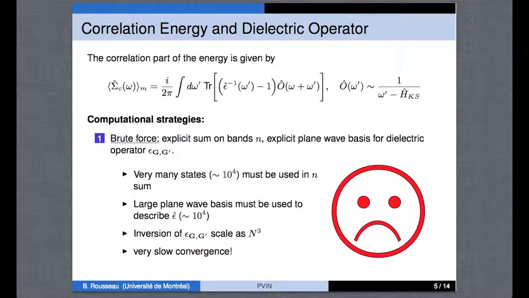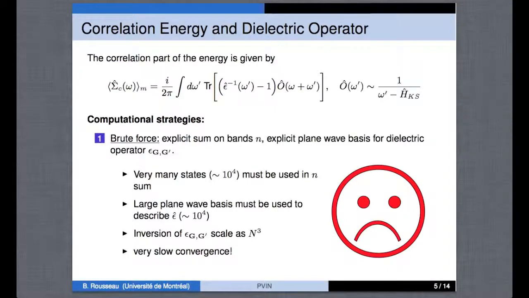So the correlation energy can be represented in this way once again. And now we need a good computational strategy to properly capture the effect of this dielectric operator. So what can we do? Of course, the first strategy that comes to mind is the brute force strategy, namely to explicitly take a sum on bands within a plane wave basis.